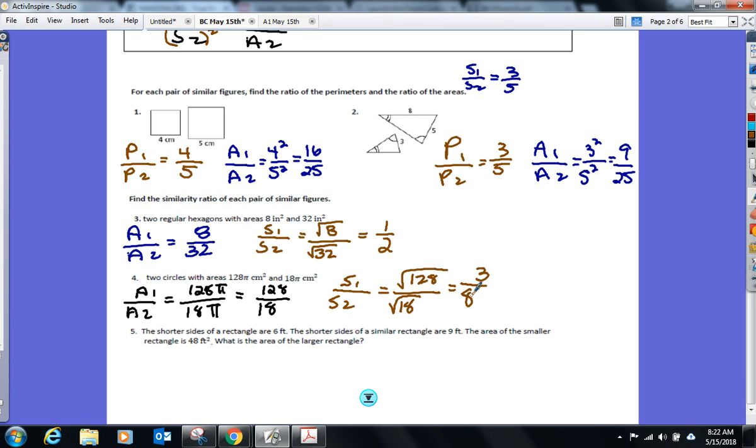I got a question though, kids. You guys have known all year, similarity ratio, ratio of two corresponding sides, right? But this is a circle. Circles don't have sides. So what is this comparing that's in a ratio of 3/8 if you don't have sides in a circle? What else can you measure in a circle? Diameter or radius, okay? So even though a circle doesn't have sides, this is saying the radii or the diameters of these two circles are in a ratio of 3/8.